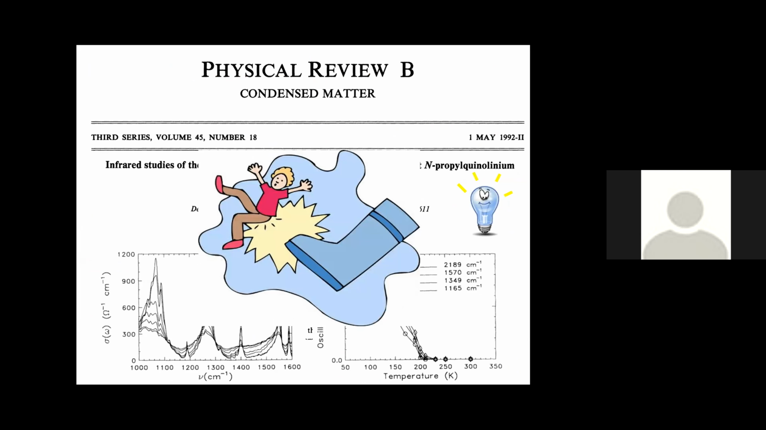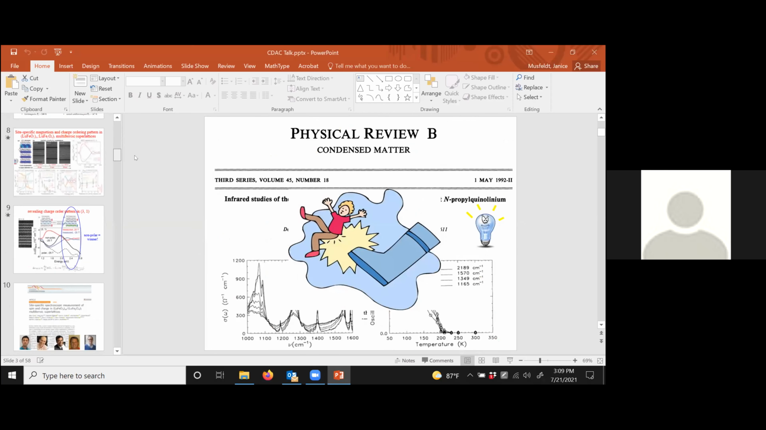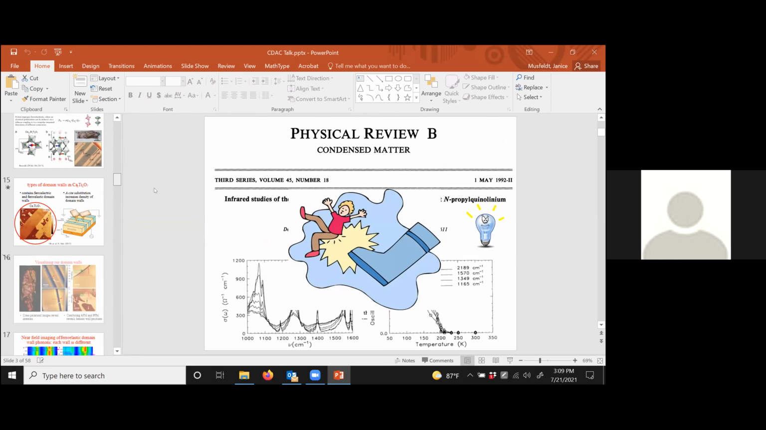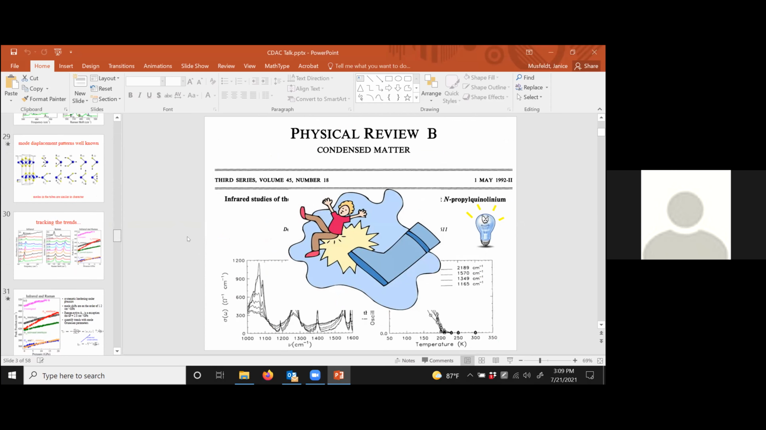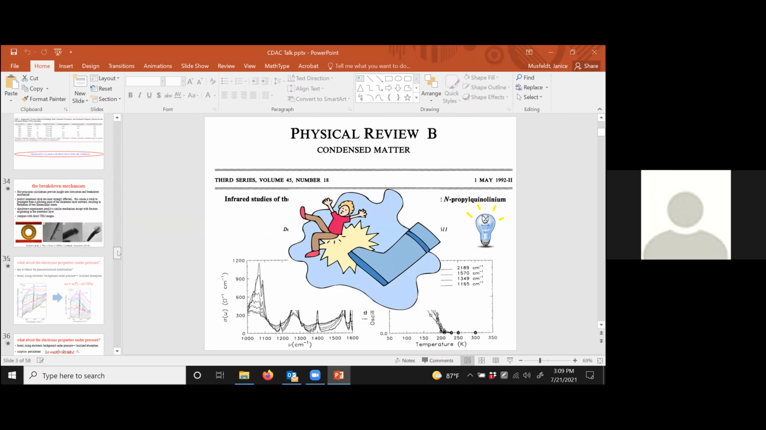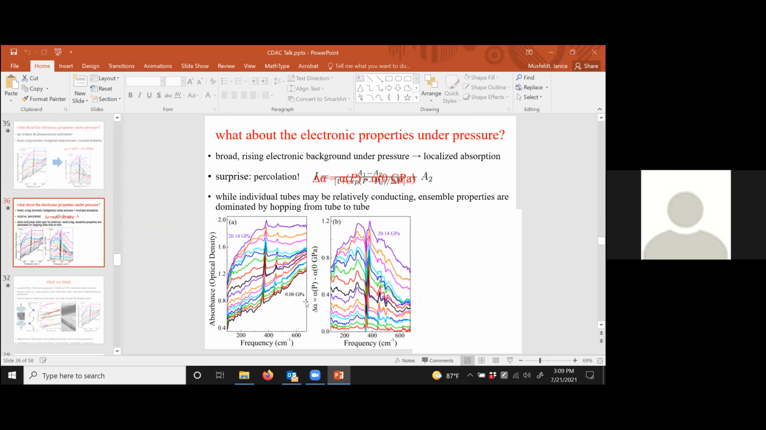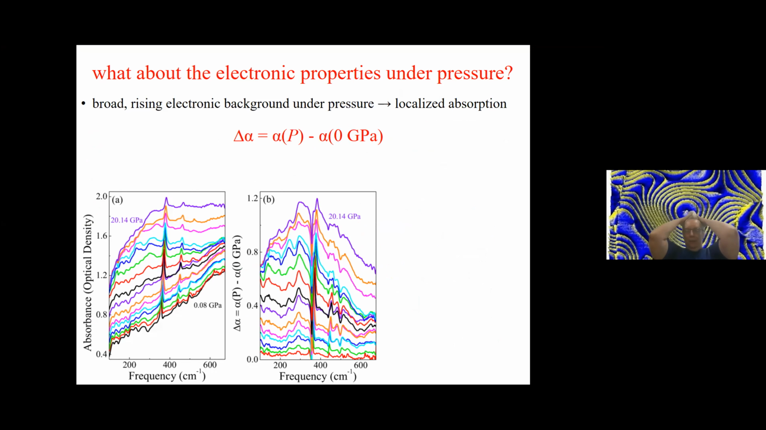So you showed, in a percolation simulation, and proved that, basically showed the rising electronic background under pressure. I was wondering how you concluded that based on the simulation, or how the simulation was done. Yeah, I probably went too fast.